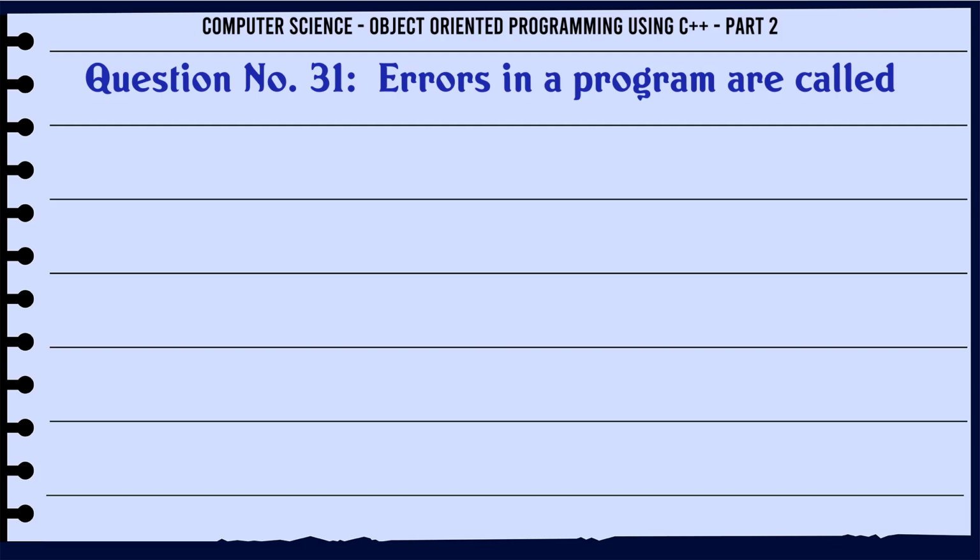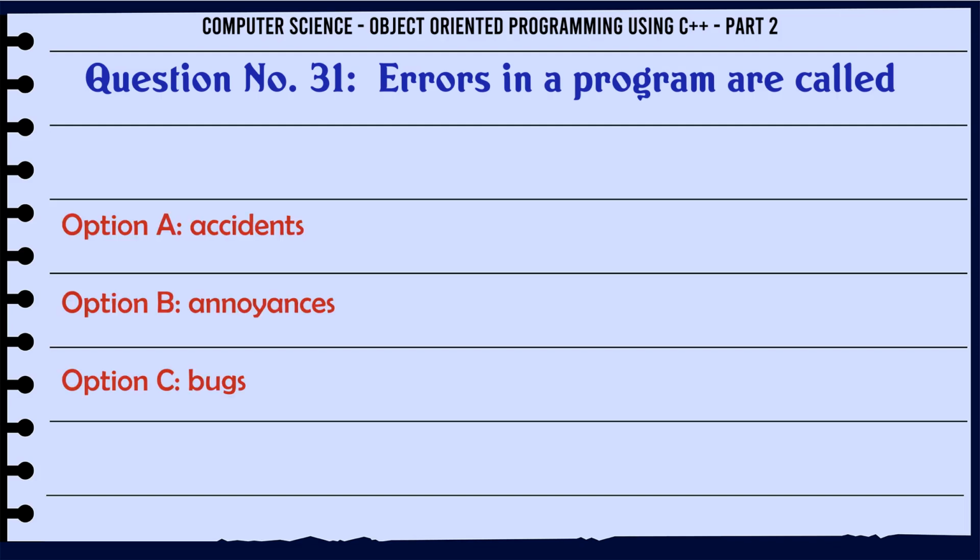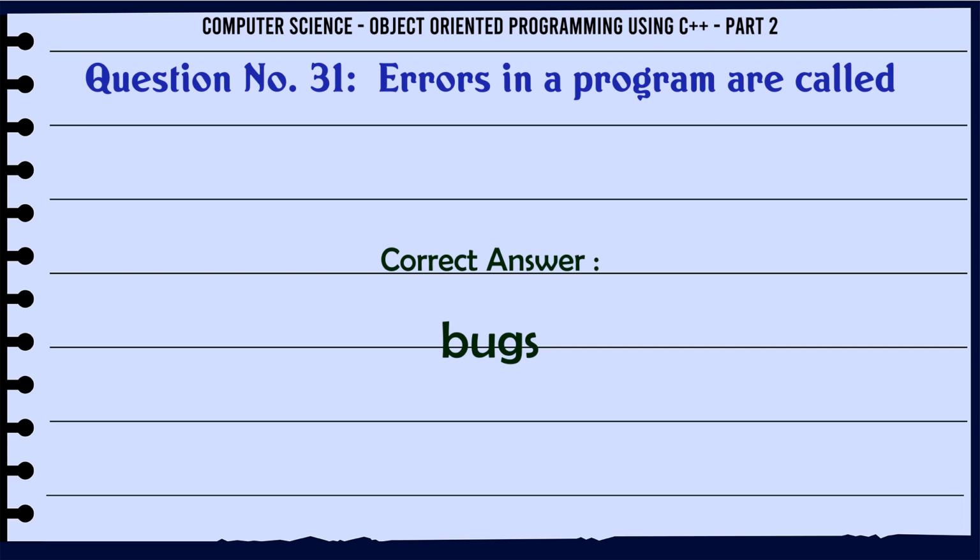Errors in a program are called: A. accidents, B. annoyances, C. bugs, D. mistakes. The correct answer is bugs.